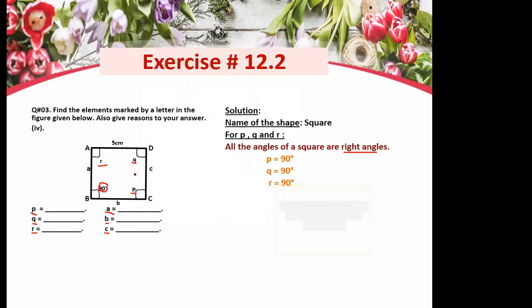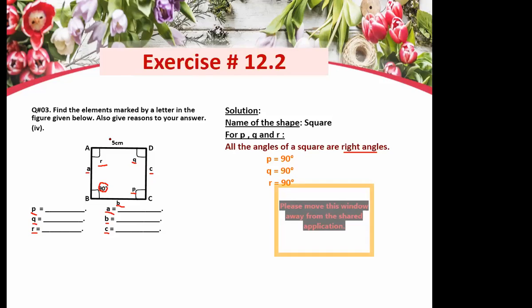If I'm going to talk about the A, B, and C, so which is A? This is side A, this is side B, and this is side C, and the measurement of one side is 5 centimeter. Measurement of this side is 5 centimeter, right? So all the sides will also equal 5 centimeter.